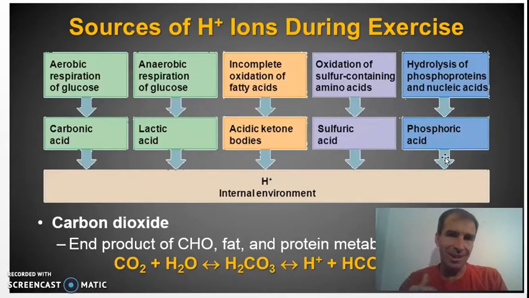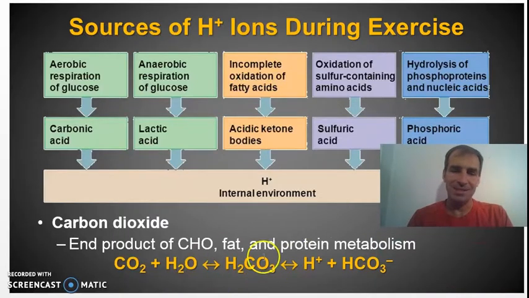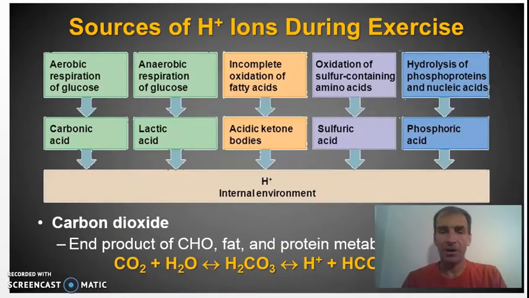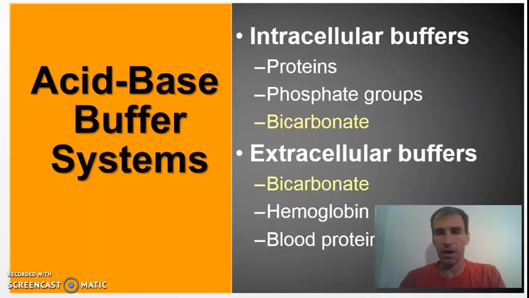And so this needs to be buffered. During activity, whether it's carbohydrate, fat, or protein metabolism, we need to buffer these acids to keep pH normal. So how do our cells do this? How do we pull this off?